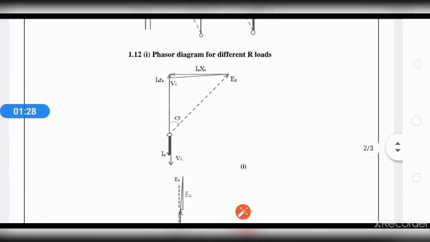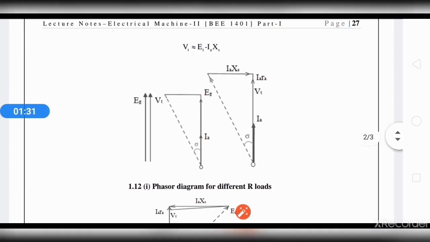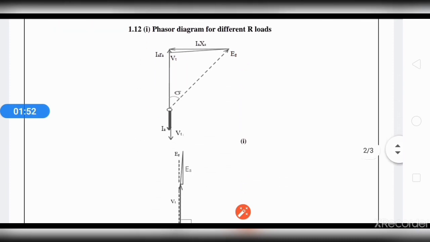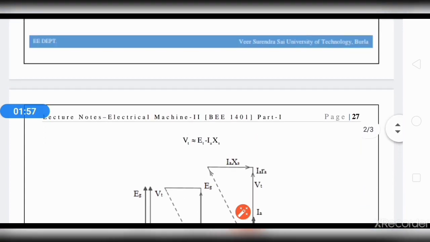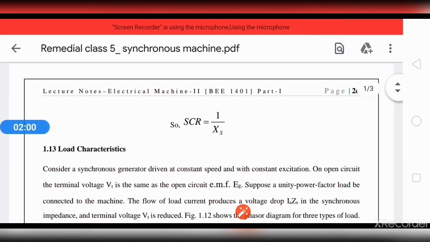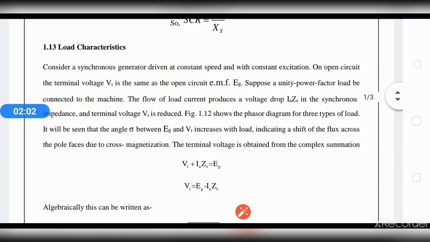In figure 1.12, there are three types of loads we will discuss here. One is when the unity power factor is there, then the terminal voltage and the phasor diagram show the relationship of the phasor with different types of R load. Below it, it is showing the three types of load.